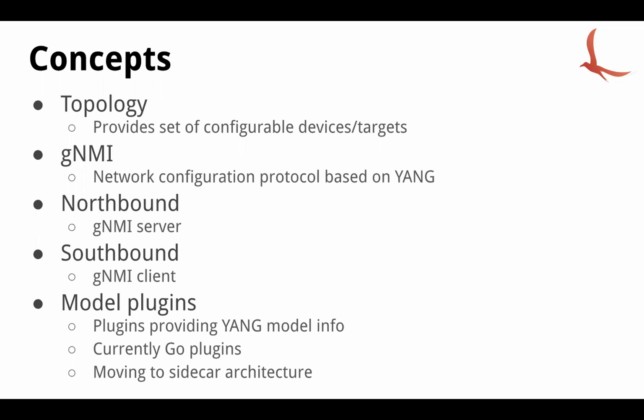And then there are model plugins, which I'm not going to talk about. The way that ONOS config learns about the YANG models relevant to targets is with a plugin system. Currently, that plugin system is implemented with Go plugins, which are terrible and have been a huge pain. And so Thomas is working on moving to a different architecture, which we can talk about if we have time. I don't know if we'll have time though.